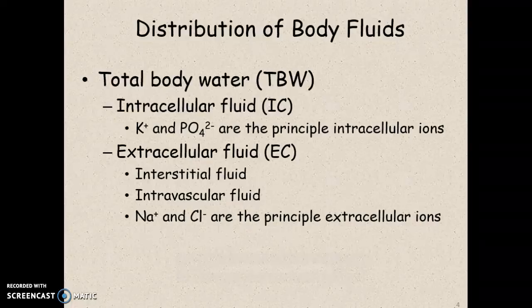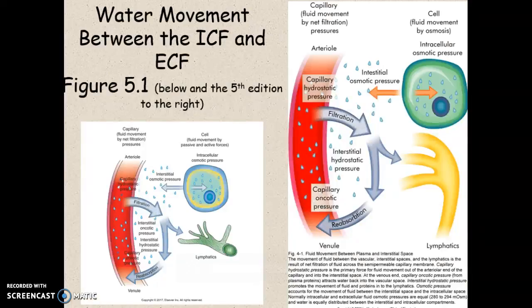Now, it's also important to remember what the principal ions are that are directing fluid in the different areas. Potassium and phosphate are the principal intracellular ions, and sodium and chloride are the principal extracellular ions. The concentration of those different ions in the 2 different compartments is what's going to drive fluid movement.